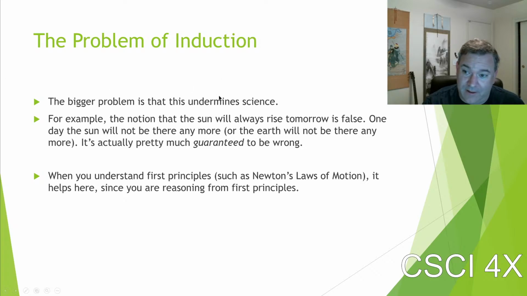Okay, that's classic inductive reasoning, right? The bigger problem with this is that it undermines science, right? So the notion that the sun will always rise tomorrow is wrong, right? At some point, the sun's going to burn out or explode or engulf the earth or something like that. It's guaranteed to be wrong at some point, right? At some point, the sun will not rise tomorrow because there probably won't be an earth left at that point, right?